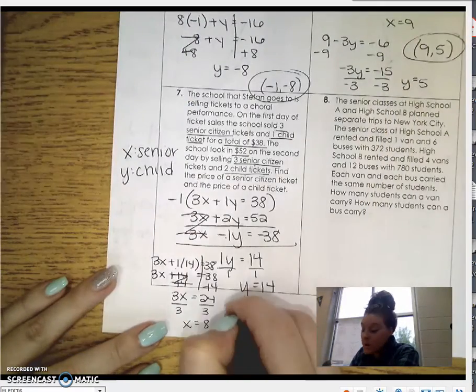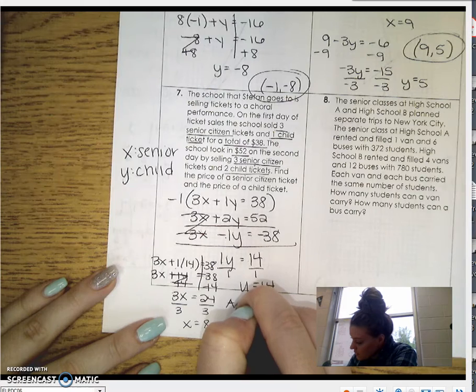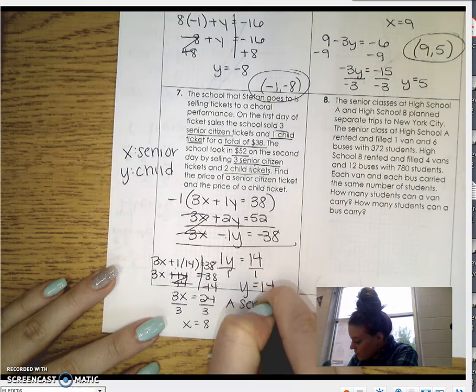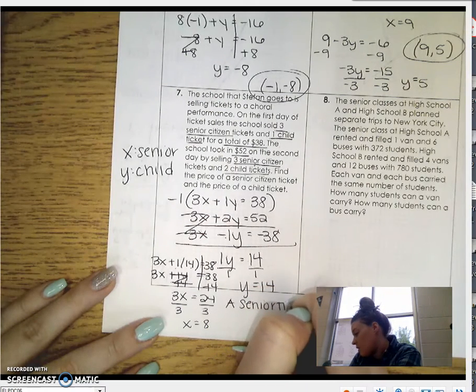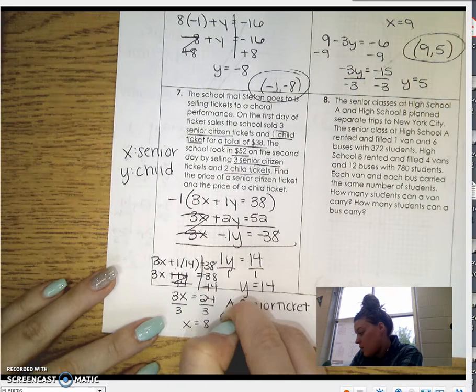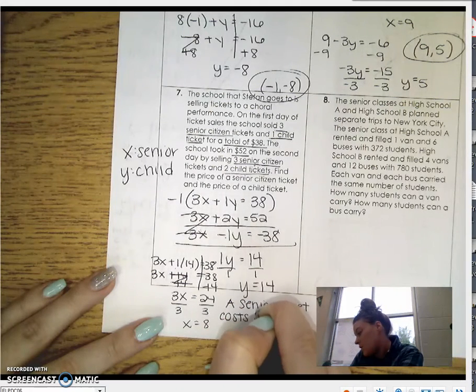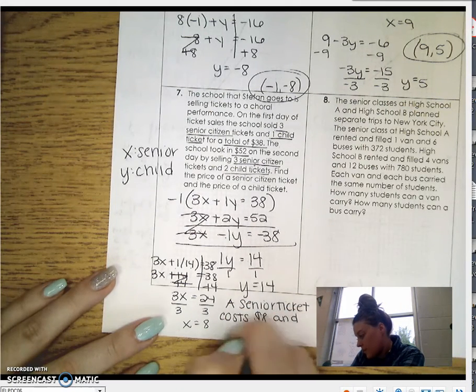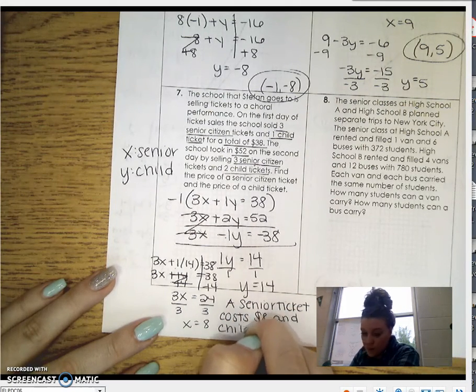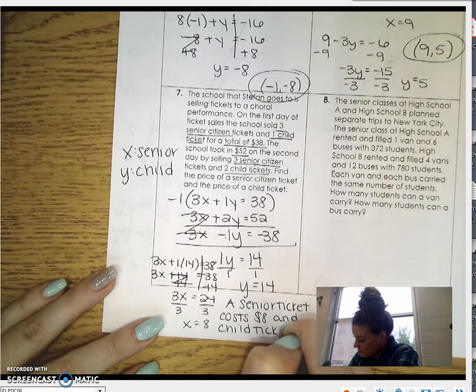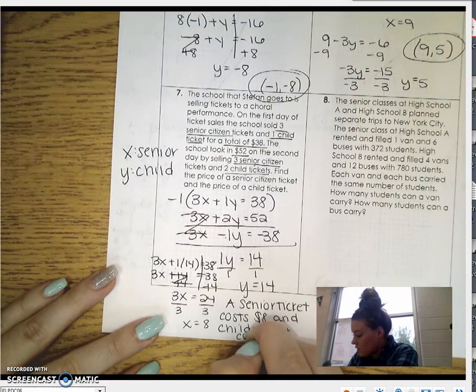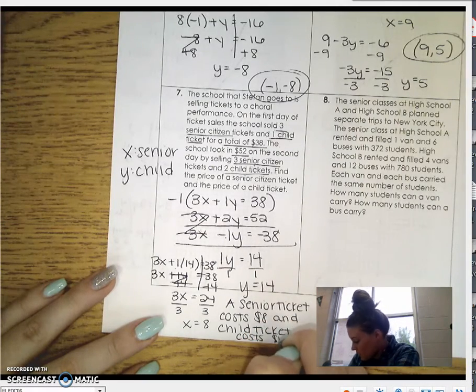So what we could say is a senior citizen ticket, or a senior ticket, costs $8, and a child ticket costs $14.